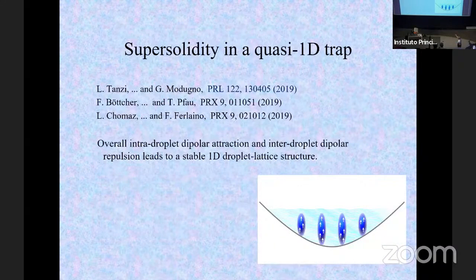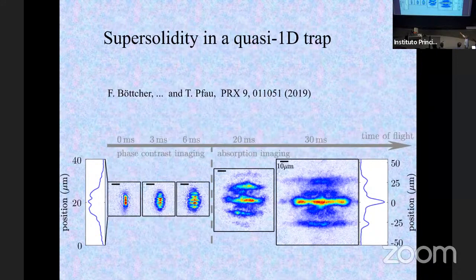So this is the 1D trap. If the trap is 1D, in three experiments, they showed that there is formation of droplets along a line. And 4 or 5 droplets are seen at that time. And this is the result of one of the experiments. This paper, 2019, 3 papers were published in 2019. If you plot the linear density, it is like this, three droplets. And once it is largely separated, you can really see, after expansion, 3 droplets separated.